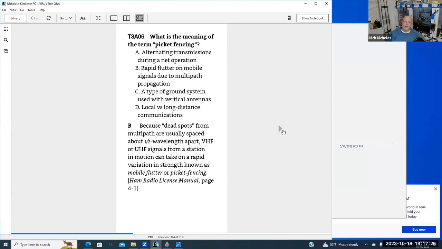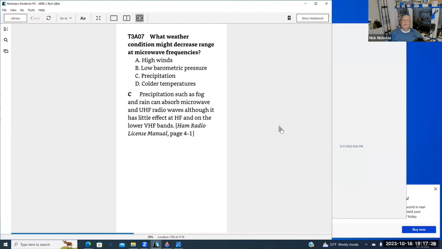And I hope I gave you a good description of how it works. What weather condition might decrease the range at microwave frequency? I think I already discussed this too. Precipitation, even fog, rain, snow, can absorb microwave and higher UHF frequencies. They have very little effect on VHF and HF frequencies.